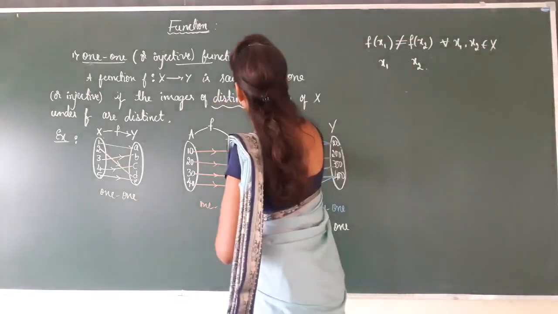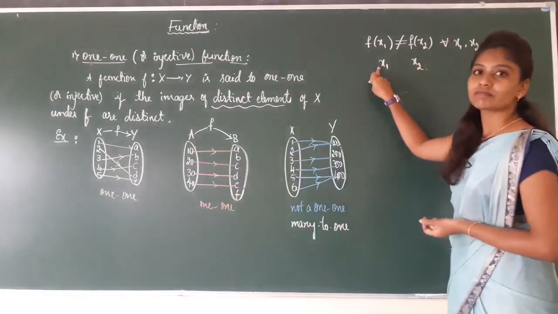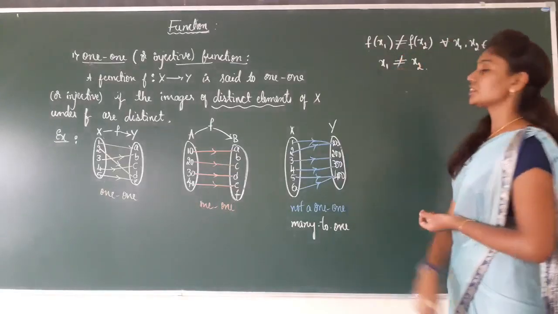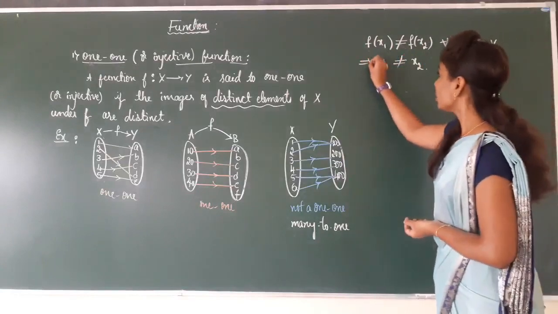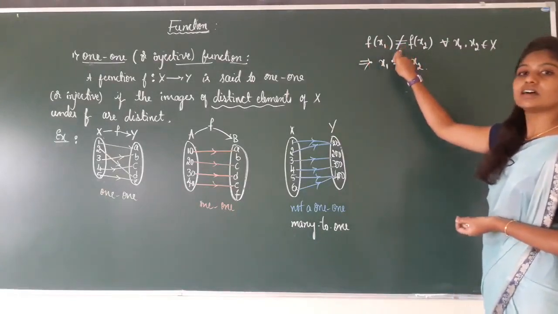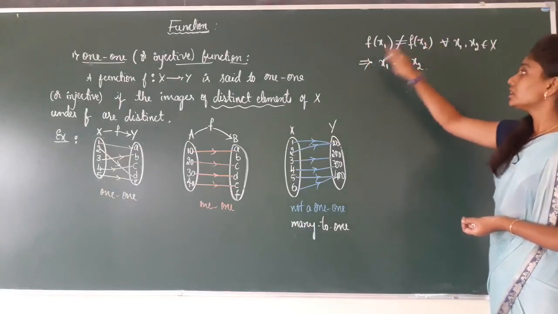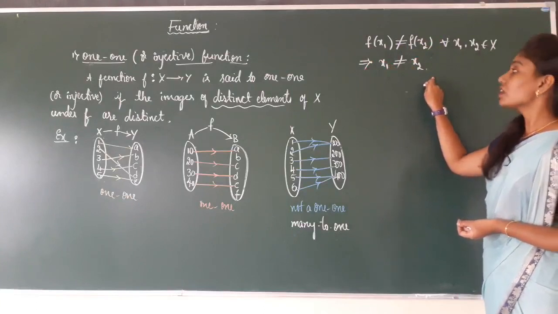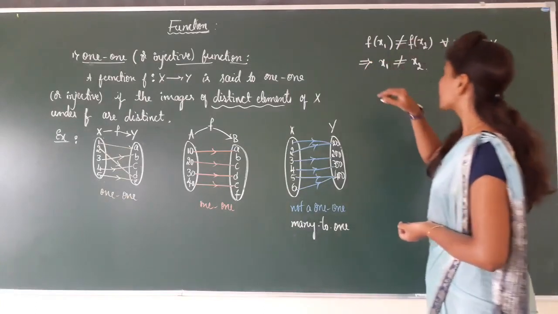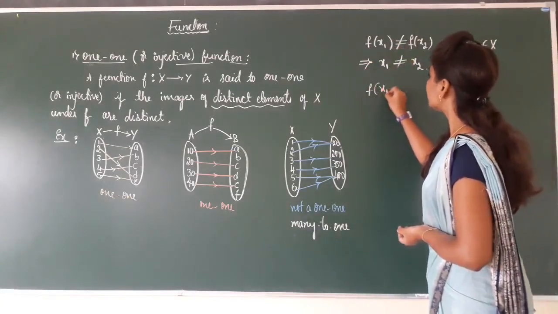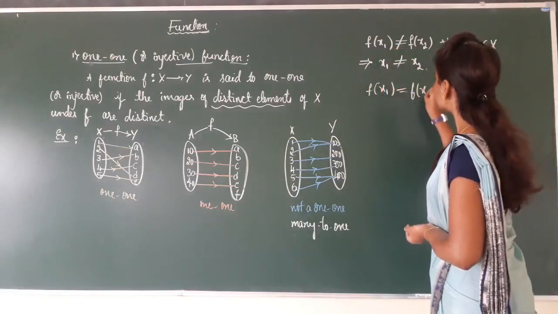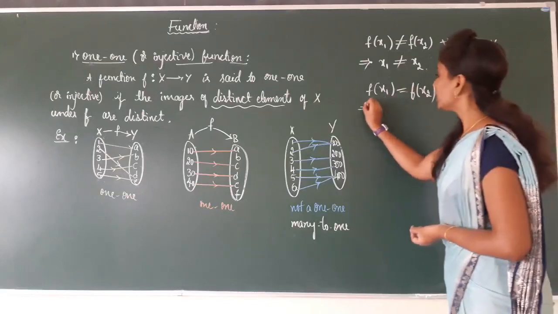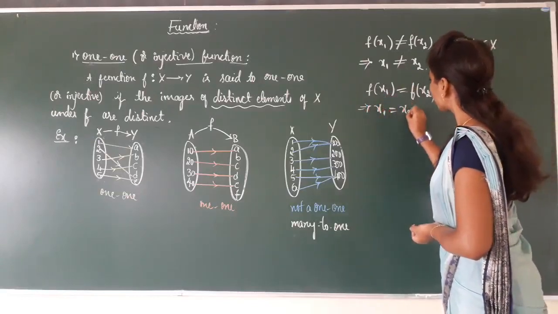Images of distinct elements, that is x1 and x2, are also different. Also different means x1 is not equal to x2. Observe here, f of x1 is not equal to f of x2 implies x1 is not equal to x2. Conversely, if f of x1 is equal to f of x2, then x1 is equal to x2.